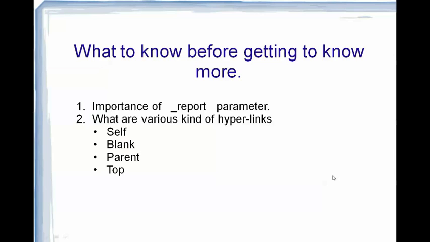Now, as I said, two reports are linked using hyperlinks. There are four kinds of hyperlink targets: self, blank, parent, and top. Self is responsible if you want to open your drill down report in the same window itself. Blank is if you want to open the drill down report in a new window. Parent is if you want to open it in the parent frame. And top would be anything above the navigation, as a block or a frame or whatever element you need to navigate into.